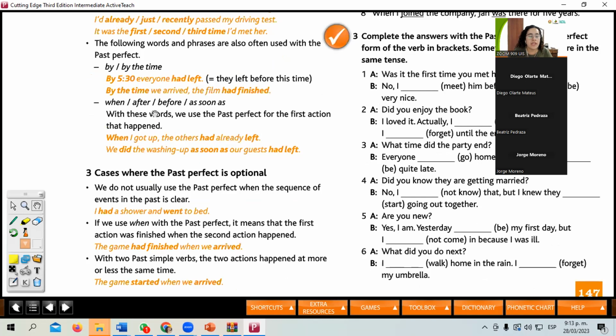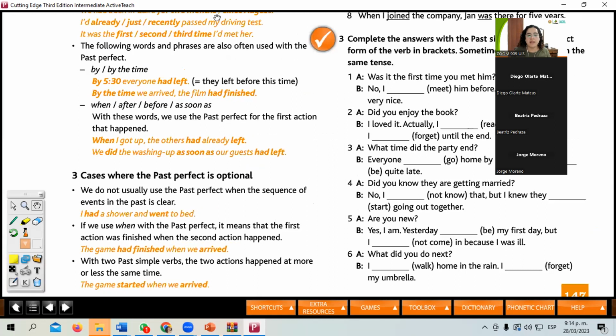Then we also have when, after, before, or as soon as. When I got up, the others had already left. Cuando me levanté, ya todos se habían ido. We did the washing up as soon as our guests had left. Nosotros hicimos la limpieza tan pronto como nuestros invitados se habían ido. All right? This is when, after, before, as soon as. Okay, clear so far?